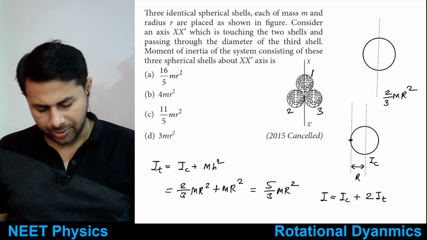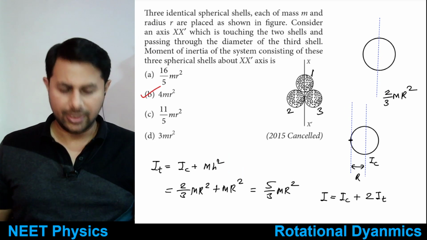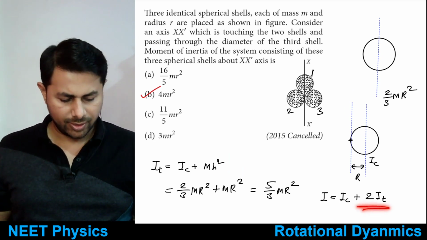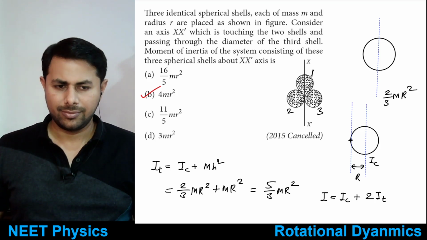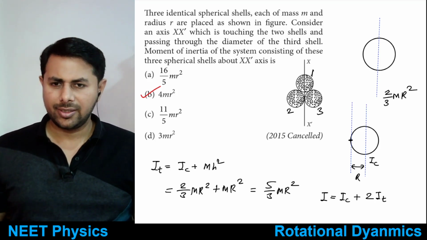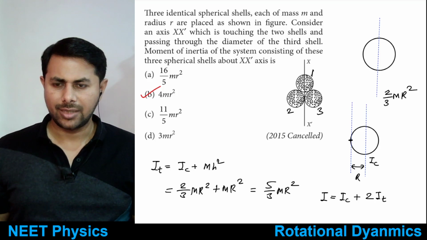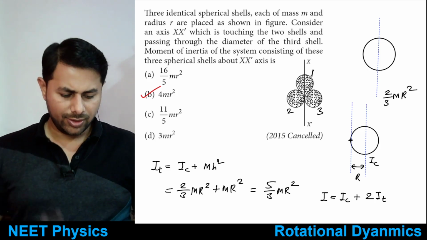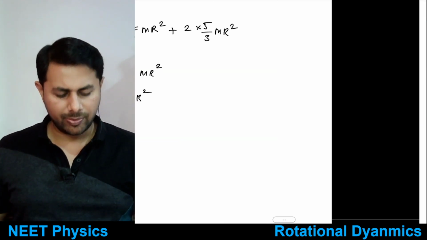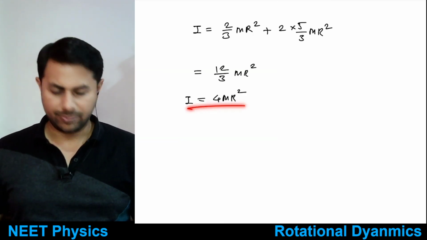Right, so it is option B, right? So Nikita said option B, right? It's option B, correct. Okay, so this is clear. Yes, no? Everyone? Right. So this is how we solve the problems based on moment of inertia.